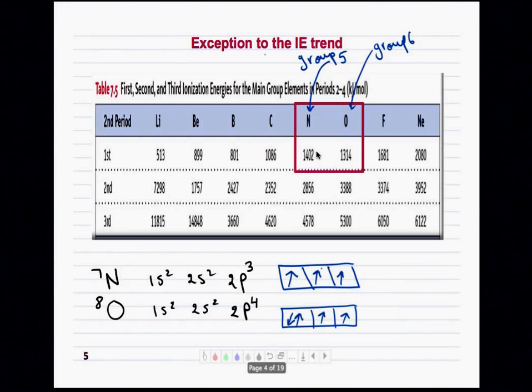And the reason behind that is if we look at the electronic configuration of nitrogen and oxygen, we find that if I'm going to take an electron from the oxygen, I'm definitely going to take this electron. And if I'm going to take one electron from the nitrogen, I'm going to take it from here. Right? So what is the difference? What makes the ionization energy of oxygen lower?